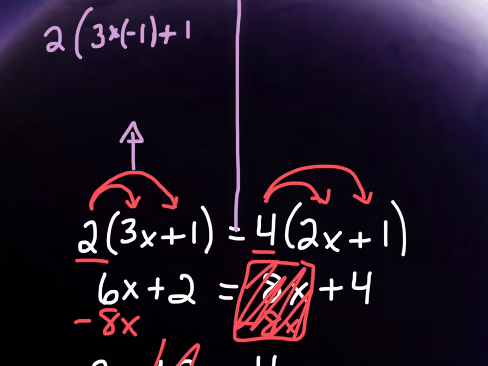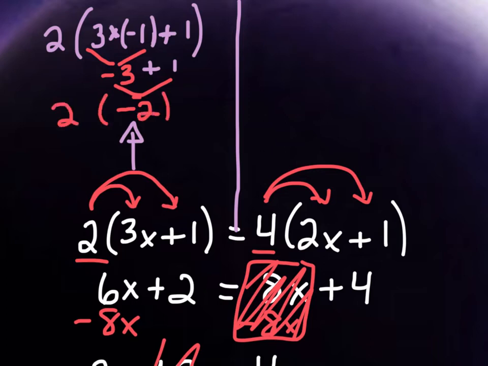Sorry, hope that makes sense. So let's solve it in the brackets first. 3 times negative 1 is negative 3. And then we have to add 1 to that. Negative 3 plus 1 is negative 2. And then finally we're going to do 2 times that, which would get us negative 4.